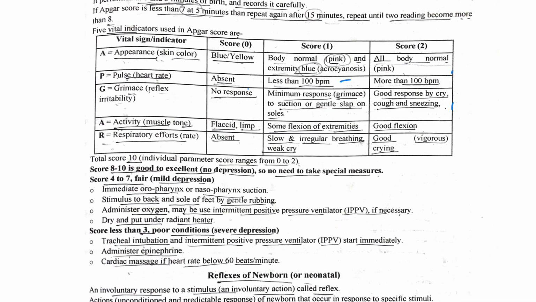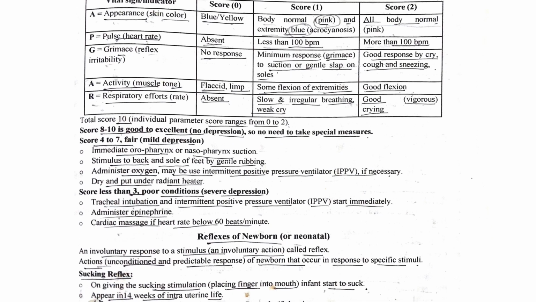Then A for activity, muscle tone: 0 for flaccid limb, 1 for some flexion of extremity, 2 for good flexion. R for respiratory effort, rate: 0 for absent, 1 for slow and irregular breathing, weak cry, score 2 for good vigorous crying. Total score is 10. Individual parameter score ranges from 0 to 2. Score 8 to 10 is good to excellent, no depression, so no need to take special measures.